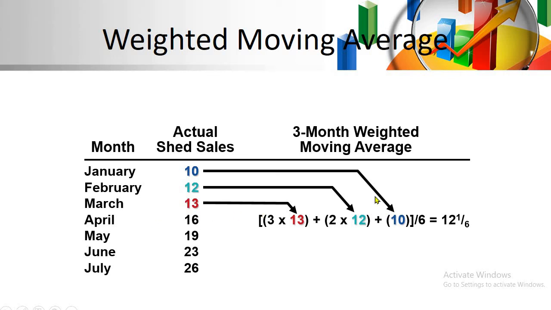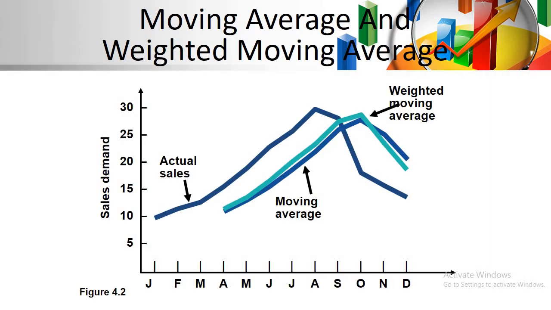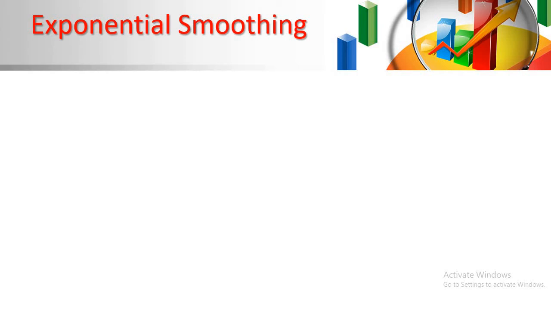So now you could see in the last method you had 11 2 by 3. That was the result. But now it is 12 1 by 6, which means the error is minimized to a certain extent, which could be seen in this graph. So you could see here, right? This is the forecasted value, the weighted moving average forecasted value. This is the normal moving average value. So you could see there is a slight difference. That is the advantage of using the weighted moving average method.